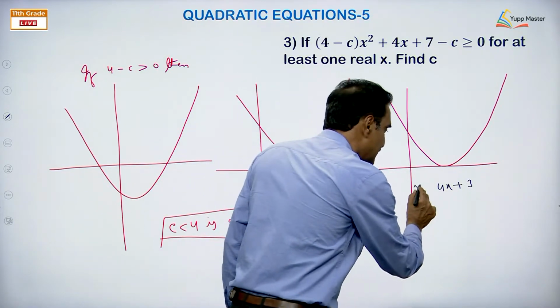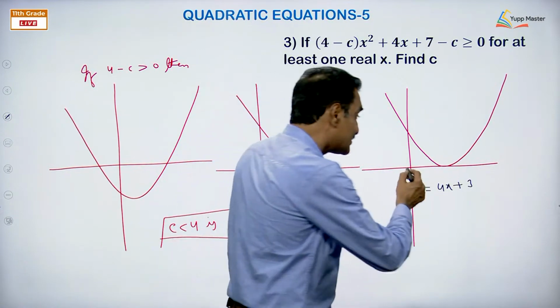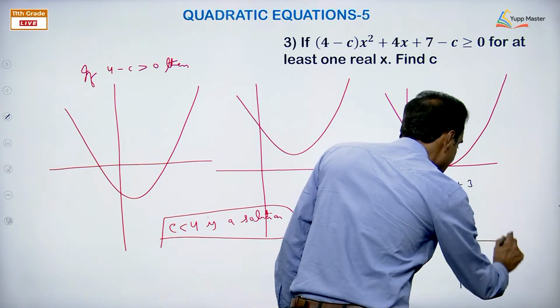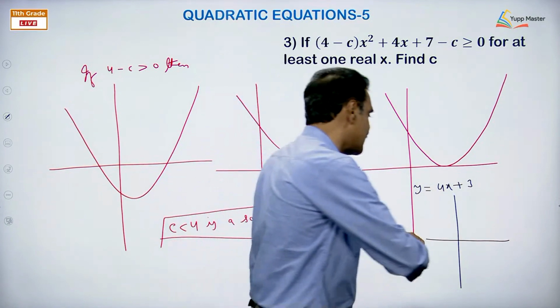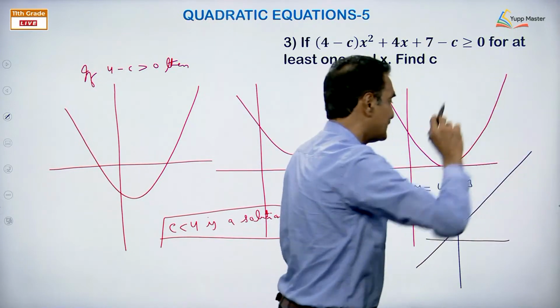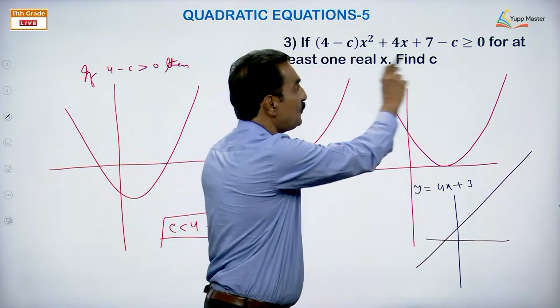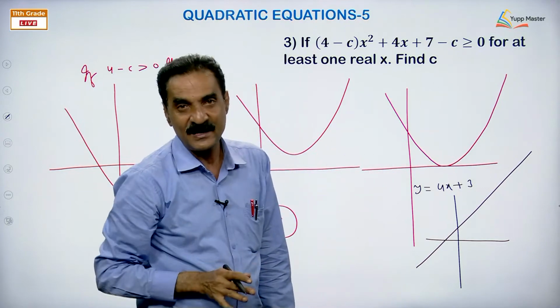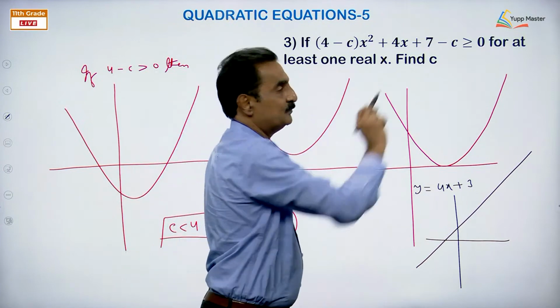If you take the expression as y, it is not quadratic, but its graph will be a straight line. y is equal to 4x plus 3 is a straight line. It will be like this. Definitely it takes positive values. So, this will be true for at least one real x. So, for c is equal to 4 also this is true.